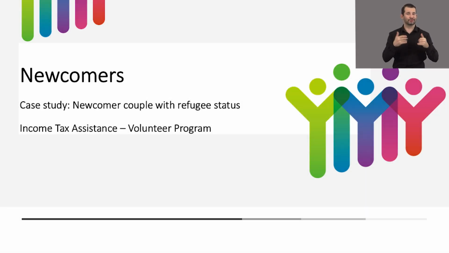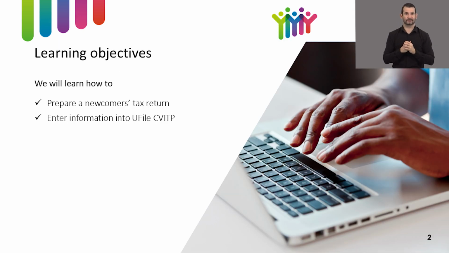Today, we're focusing on a case study for the Income Tax Assistance Volunteer Program. This webinar will show volunteers how to file a tax return for a newcomer couple with refugee status. By the end of this workshop, you'll have a better understanding of how to prepare a newcomer's tax returns and how to enter the information into the UFile CVITP software. Let's review our case study.